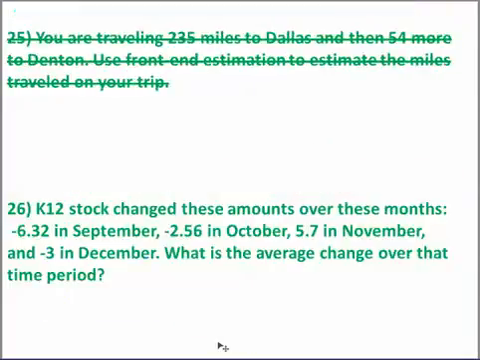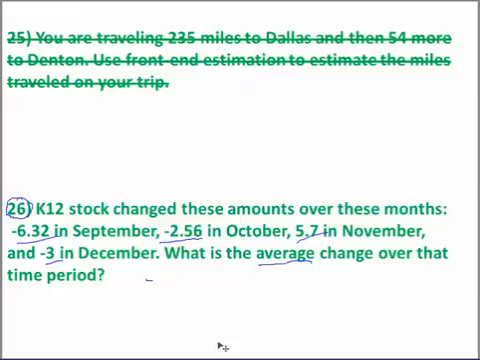Okay, another one we get to skip. We like that, right? K-12 stock changed these amounts over the last month. It went down 6.32, it went down 2.56, it went up 5.7, and it went down 3 in December. What's the average change over the time period?